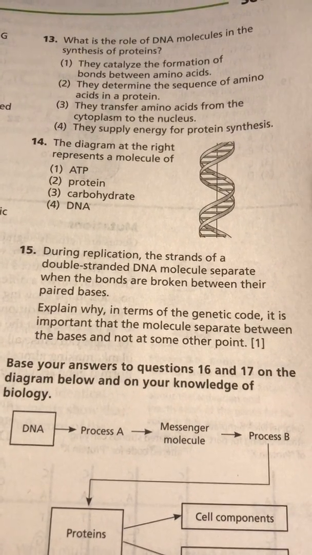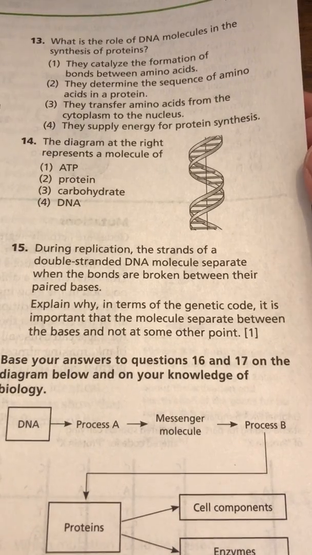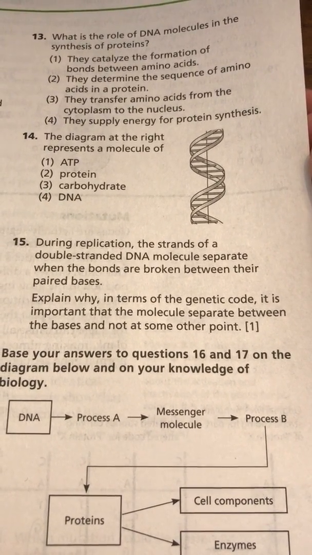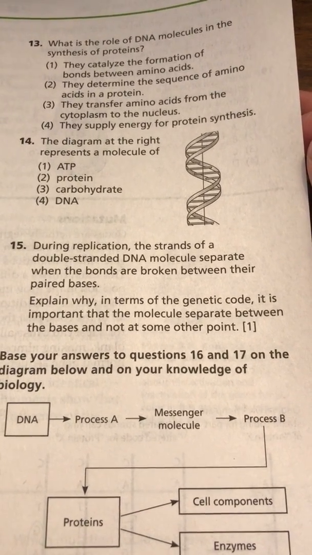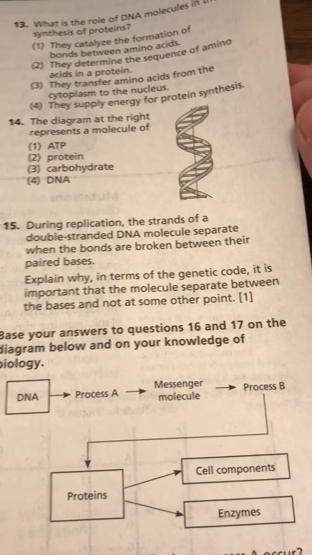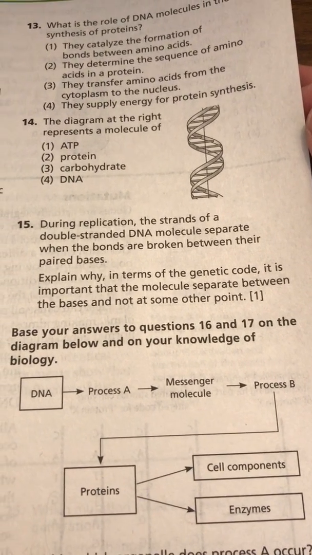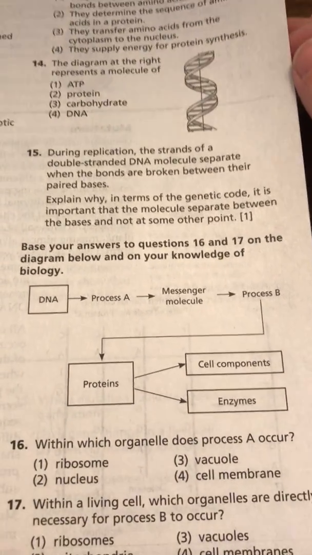1. They catalyze the formation of bonds between amino acids. 2. They determine the sequence of amino acids in a protein. 3. They transfer amino acids from the cytoplasm to the nucleus. Or 4. They supply energy for protein synthesis. 14. The diagram at the right represents a molecule of 1 ATP, 2 protein, 3 carbohydrate, or 4 DNA.